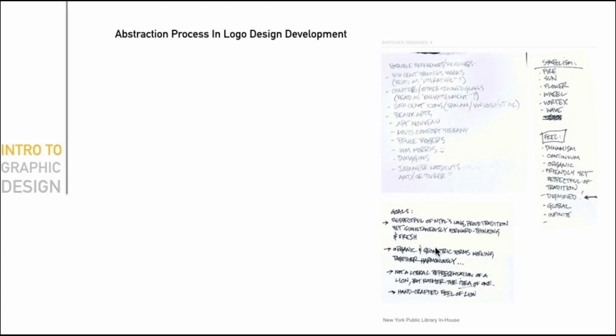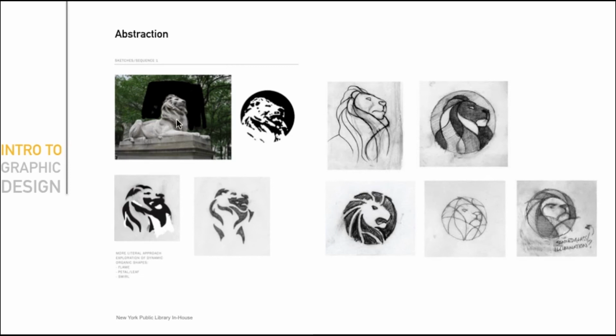And they wanted it to work harmoniously, and it needed to be respectful of the public library's tradition. So they didn't come up with something entirely revolutionary. They started with the lion that sits out in front of the library, basically abstracted that into a high contrast black and white idea, and then started developing sketches and ideas from that.